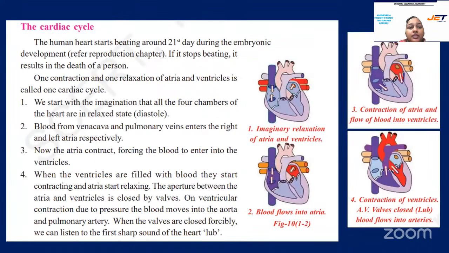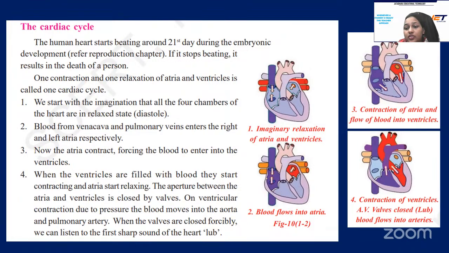Okay. See, this is the cardiac cycle. As I explained, the human heart starts beating from the 21st day during embryonic development. One contraction and one relaxation of atria and ventricles is called one cardiac cycle. Means one contraction of the atria, both the auricles, and of the ventricles is known as one cardiac cycle. Understood?